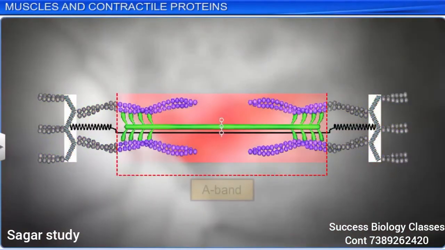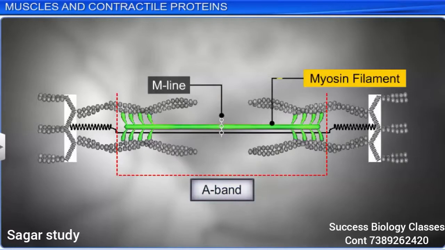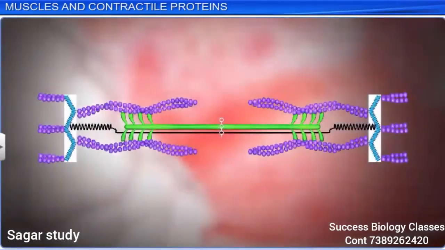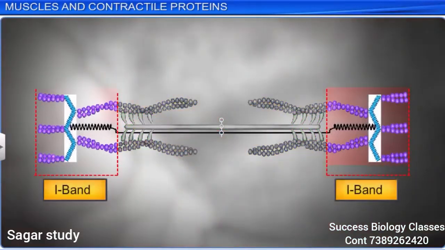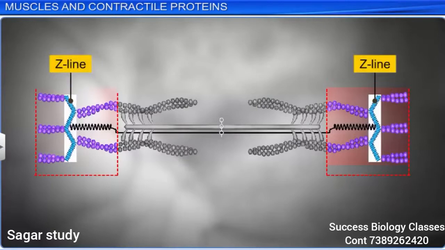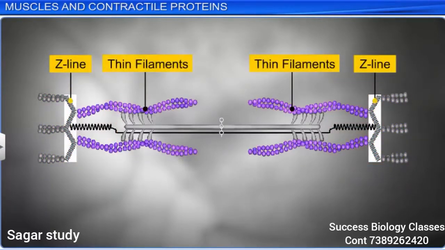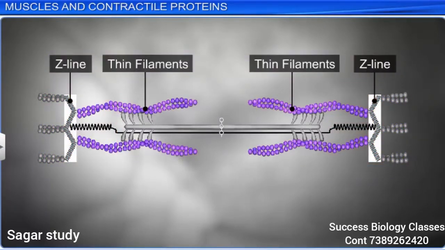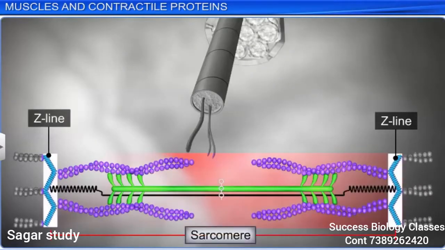Each A band is bisected by a thin fibrous membrane called the M line, to which the thick filaments are attached. Similarly, the center of each I band is bisected by an elastic fiber called the Z line, to which all the thin filaments are firmly attached. The portion of the myofibril that lies between two successive Z lines is called the sarcomere, which forms the functional unit of a muscle contraction.